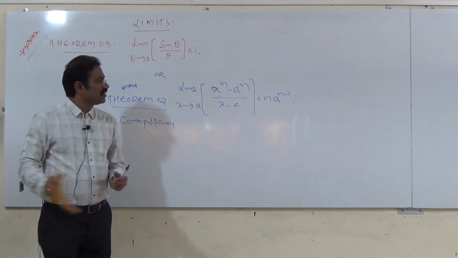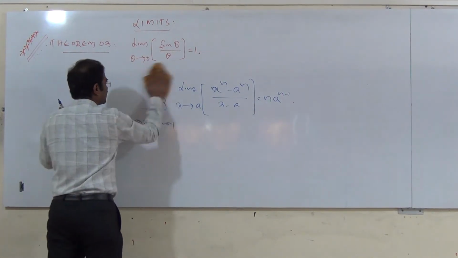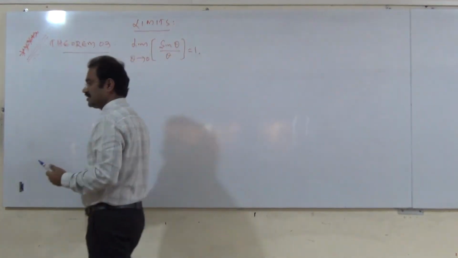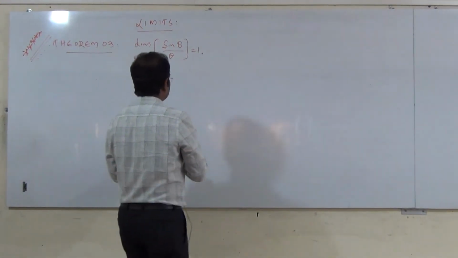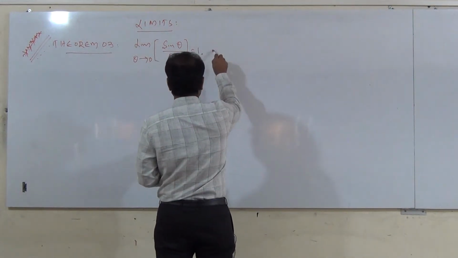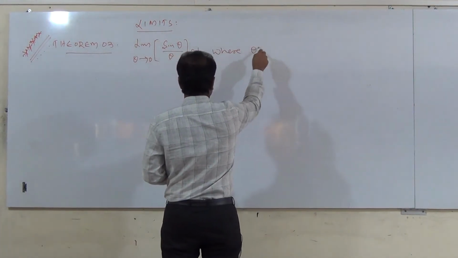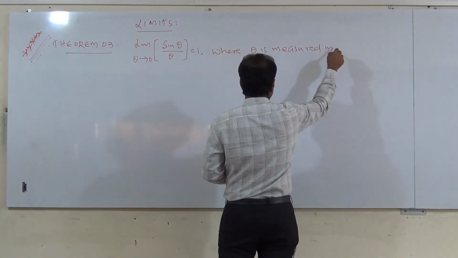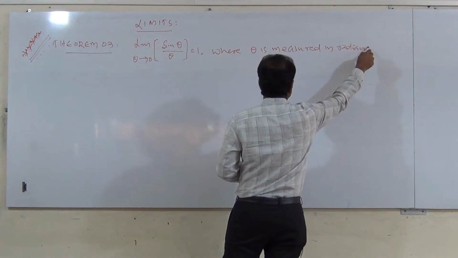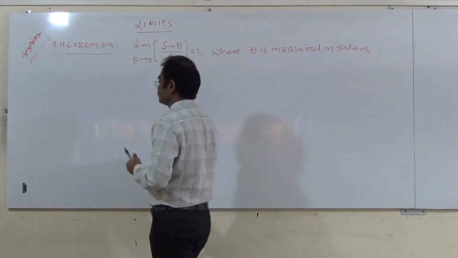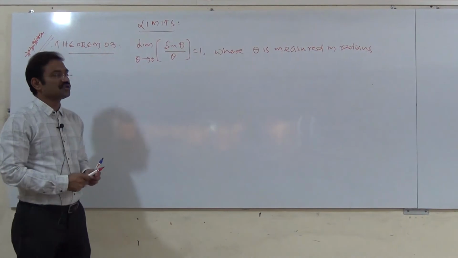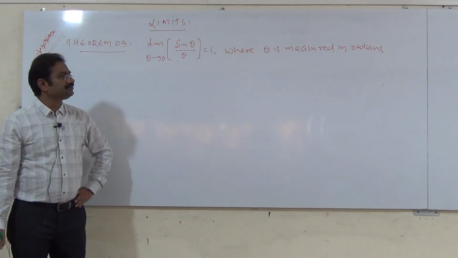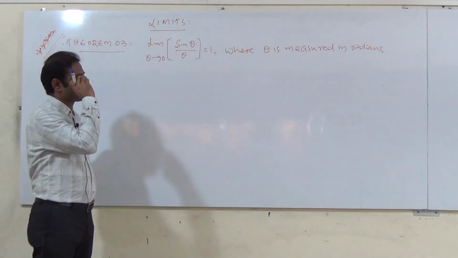Now I have to prove this: the limit of sin theta by theta as theta tends to 0. This is algebraic and trigonometric, and one condition is there, that theta is measured in radians. Sin theta by theta as theta tends to 0 is equal to 1, where theta is measured in radians. Fine.